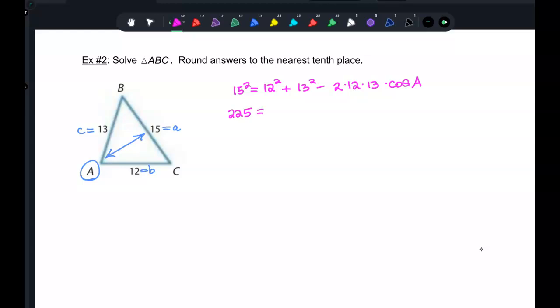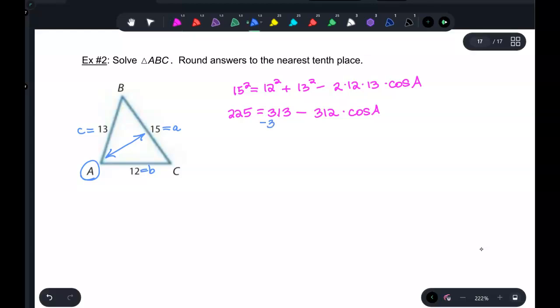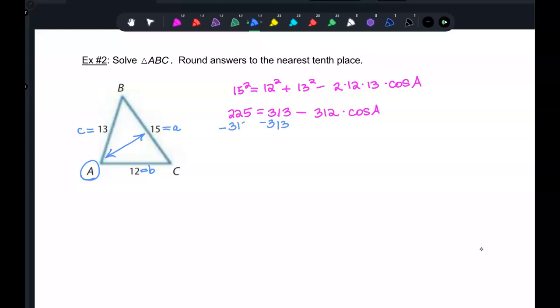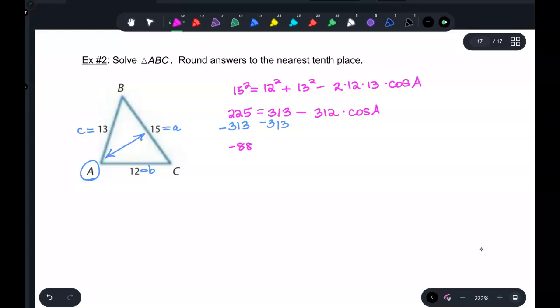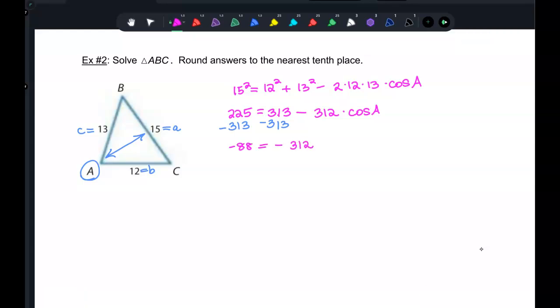144 plus 169 is 313. And 2 times 12 times 13 is 312 times cosine A. Again, make sure we're following order of operations. We have to subtract 313 from both sides. So we get negative 88 equals negative 312 times cosine A.